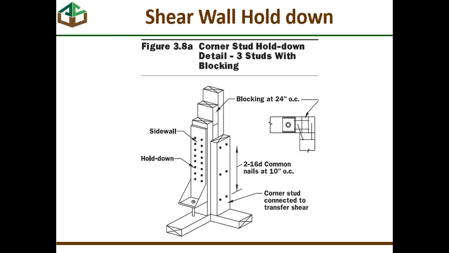This is an illustration of a hold-down that's in the Wood Frame Construction Manual. It illustrates how these are connected and the size of the lumber in the corners that need to be able to resist the kinds of loads on these hold-downs. And these hold-down loads are in the range of thousands of pounds, so they're not inconsequential.